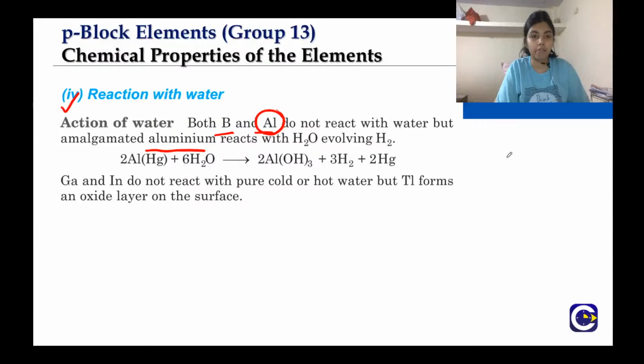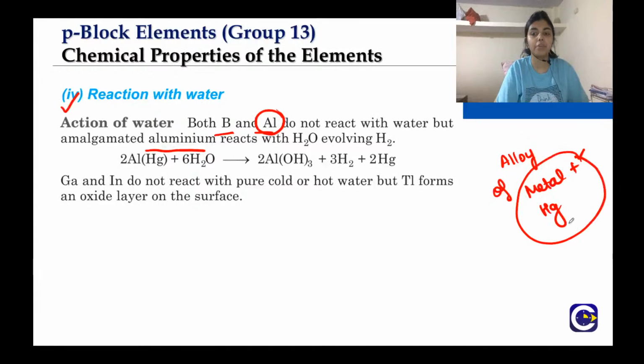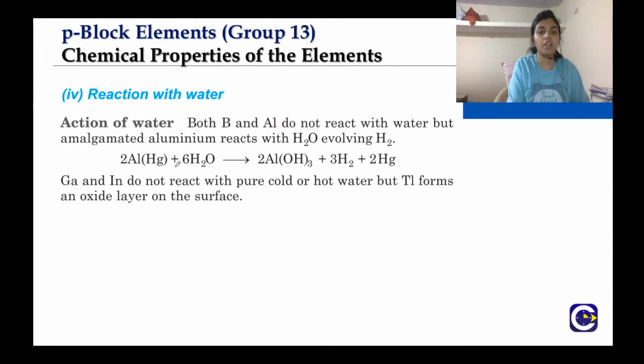What is amalgam? Basically, when you have an alloy of metal and mercury, it is known as what? Amalgam. So sodium plus mercury alloy will be called sodium amalgam. Aluminium mercury alloy will give you aluminium amalgam, right? So amalgam of aluminium reacts with water to give you Al(OH)3, liberating hydrogen gas, right?